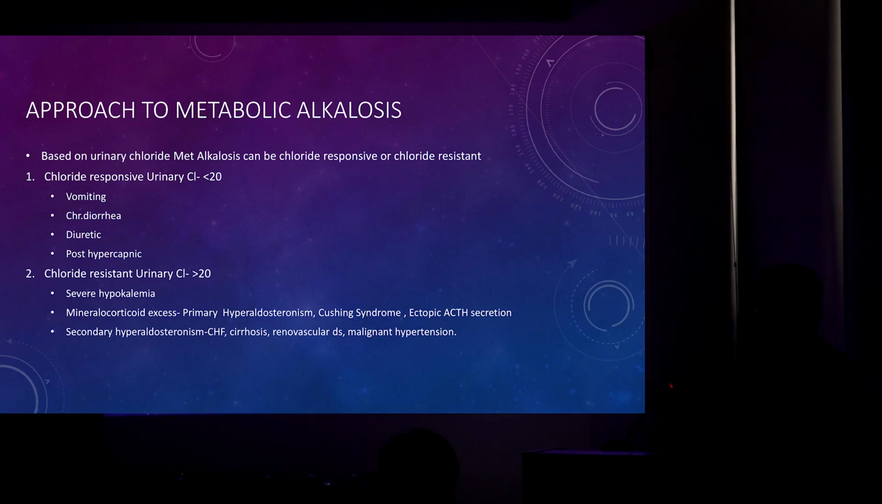And if the urinary chloride is more than 20, the patient is less likely to respond to chloride therapy, and in these cases it may be due to severe hypokalemia and also endocrine causes like mineralocorticoid excess, which may be primary hyperaldosteronism, Cushing syndrome, and ectopic ACTH secretion, and also secondary hyperaldosteronism like decompensated cirrhosis or renovascular disease and malignant hypertension.